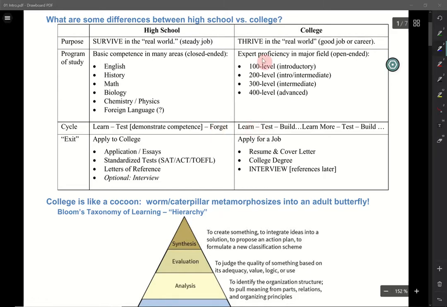Okay, as I mentioned, there's this concept of a major, where there's a progression of courses. Really, you should think about learning, and then after some sort of assessment, you want to retain and build on that knowledge so that in future courses you can learn more, and then of course have some assessment, and then build on that.